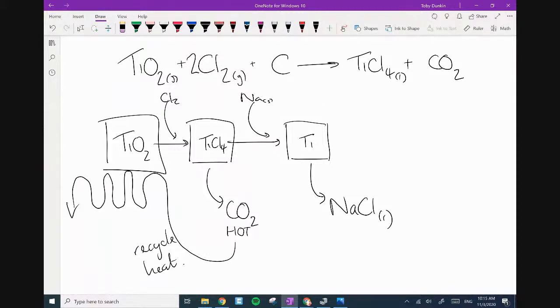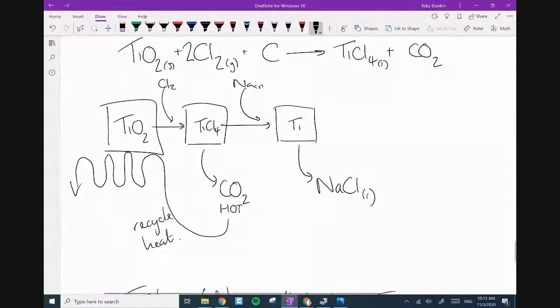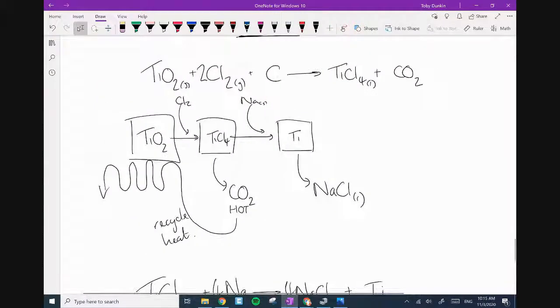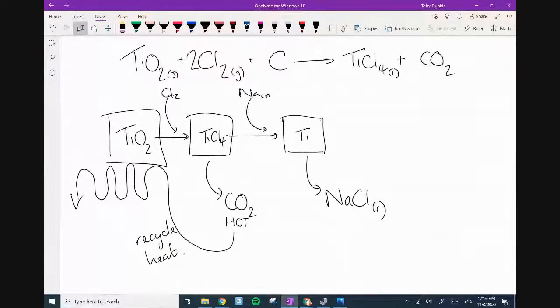Now the sodium metal, of course, is recycled. Sorry, the sodium chloride. The heat is recycled. They then actually run that through electrolysis to get the sodium metal back, but they actually recycle it. But it is quite a cool process.